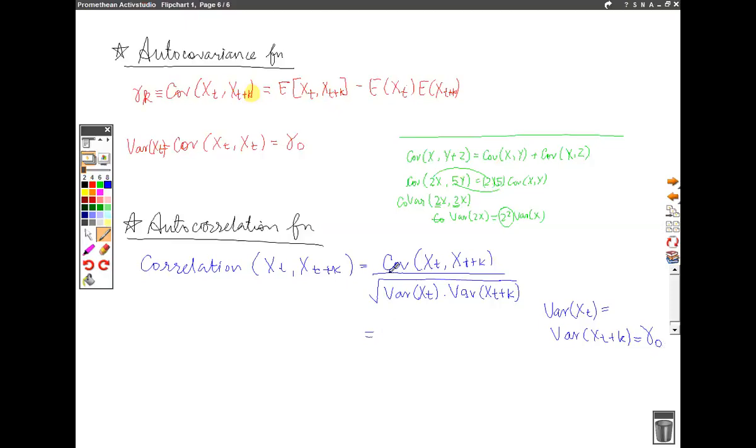So I can just rewrite this as, this is my covariance, it will just be my gamma k upon the square root, and this will be gamma 0, and that will also be gamma 0. So what I have is gamma 0 squared under the root, and I can just rewrite this as gamma k upon gamma 0. So that is how I define my correlation function. And I will denote my correlation function with rho, but we have to keep in mind the lag that we are looking at. So the subscript will be k. I hope this is clear to everyone.